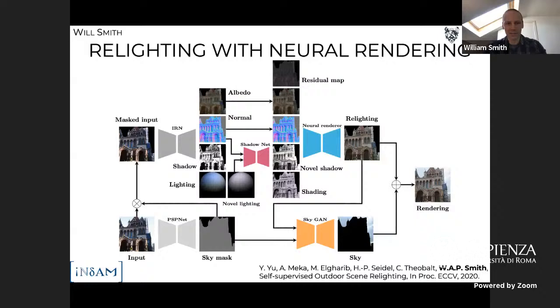And the trick to training this is, again, using these multi-view image collections. We use a lighting condition that comes from another real image, and then we can supervise this relighting using an image taken under different lighting and require that the neural rendering looks the same.